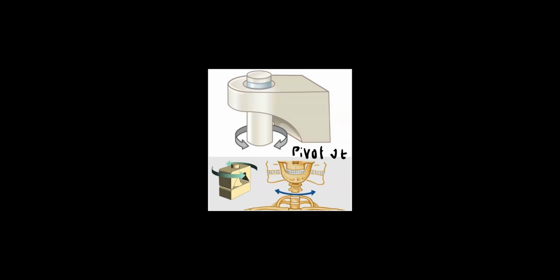Third one is a pivot joint. It is between atlas and axis. ये आपका first vertebrum और ये second. देखो first तो skull के साथ attached है, but second is the one which creates an axis.